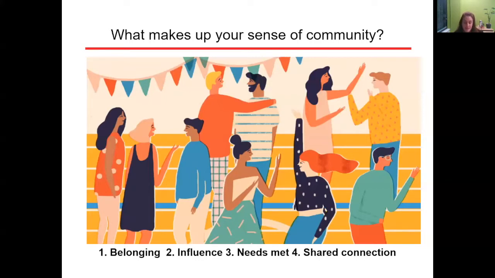Now, another reflective point, think about your communities and do these things help make up your sense of community? So once you have one of your communities in your mind, go through those 4 steps of belonging, influence, having your needs met, and sharing an emotional connection. And really think about if you can see those things coming through and playing a part. And when we want to look at community for the children, we need to make sure that those 4 points are being addressed.